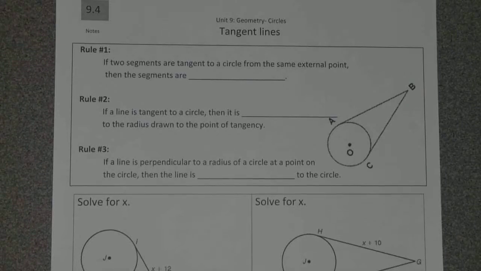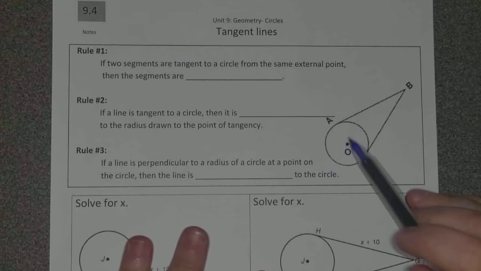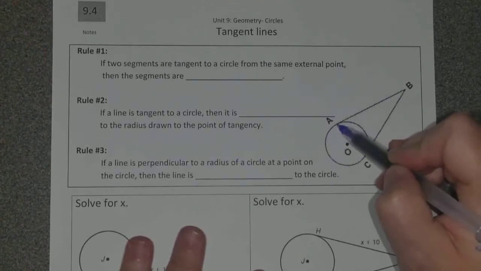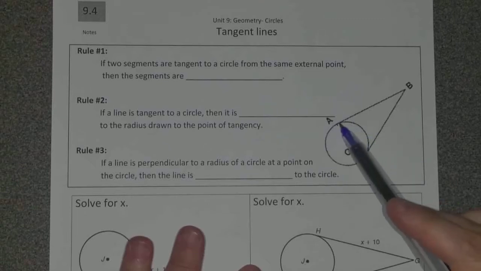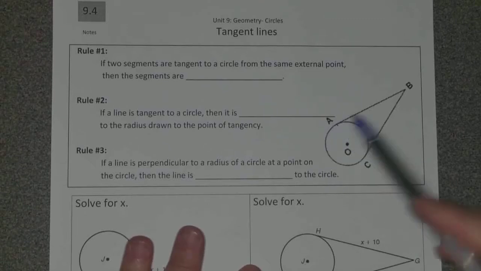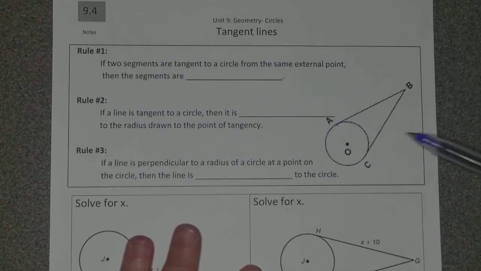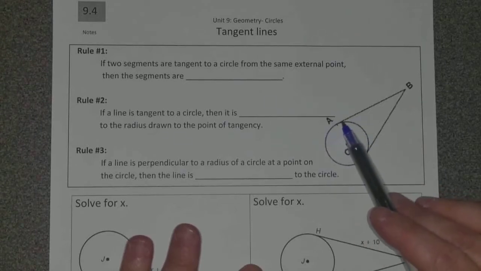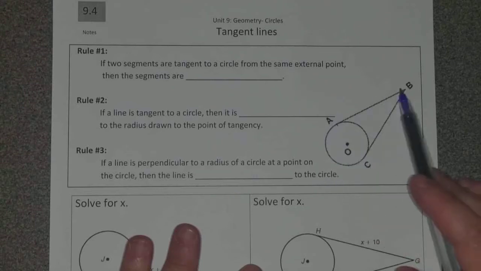So we're talking today about tangent lines. Now, just to remind you what a tangent line is, it's a line on the outside of the circle that touches the circle in one exact spot. It's hard to see that it only touches one spot here because it looks like it might touch in several spots, but that's just because of the thickness of the line that we draw. So it touches in one exact spot.